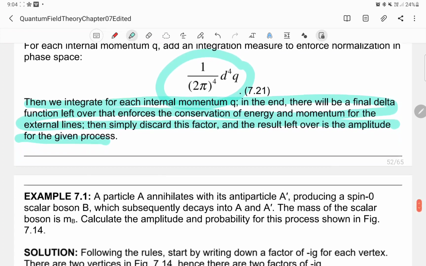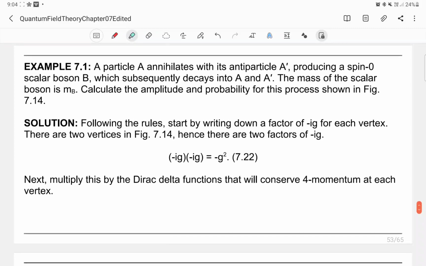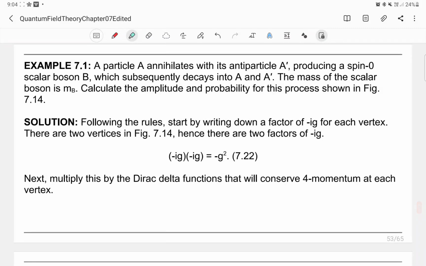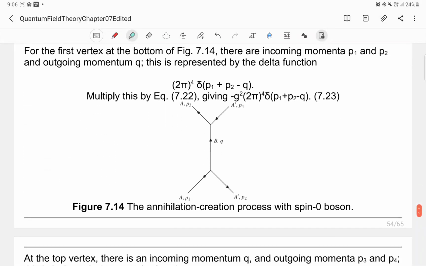So let's now go to an example. Example 7.1. A particle A annihilates with its antiparticle A prime, producing a spin zero scalar boson which subsequently decays into A and A prime. The mass of the scalar boson is M_B. Calculate the amplitude and probability for this process shown in figure 7.14. Let's go to the figure. By the way, looking at the figure, you have two vertices and one internal line.